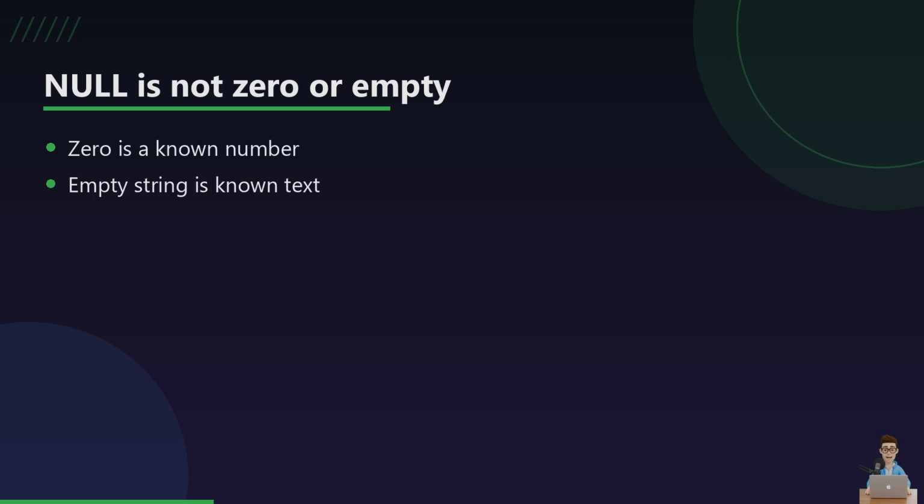Here's a mix-up I made early on. I stored a customer's balance as NULL, then wondered why my totals looked weird. Zero means we know they owe nothing. Empty string means we know the note is blank. NULL means we never even found out. Those are three different animals.